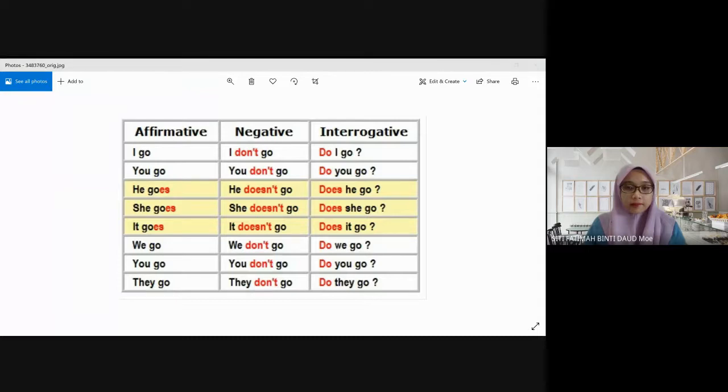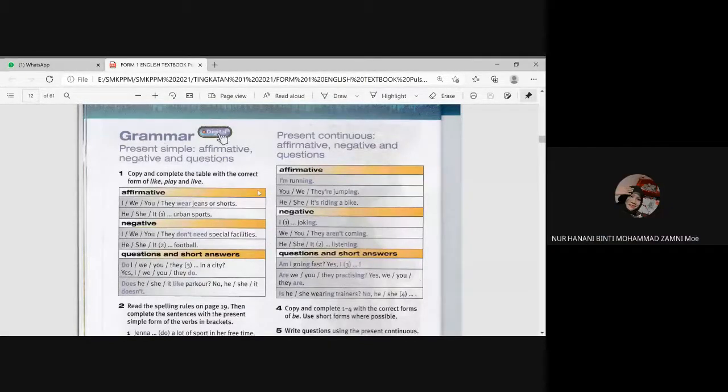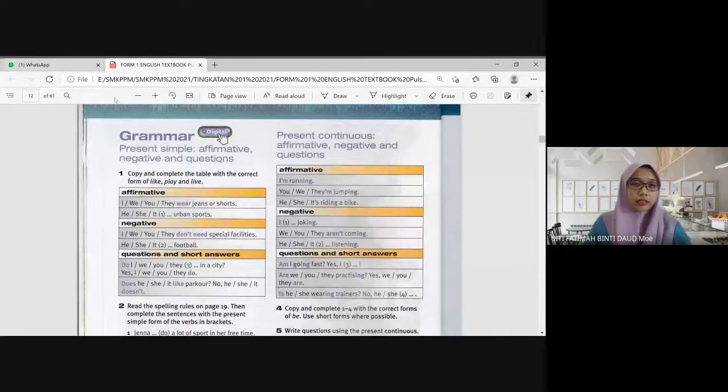Can you see the textbook on my screen? Hello, turn on your mic, please, help me. No, okay, let me do one more time. No, teacher. All right, thank you for responding. Okay, just now we have present simple. Okay, can you see it now? Yes. Okay.